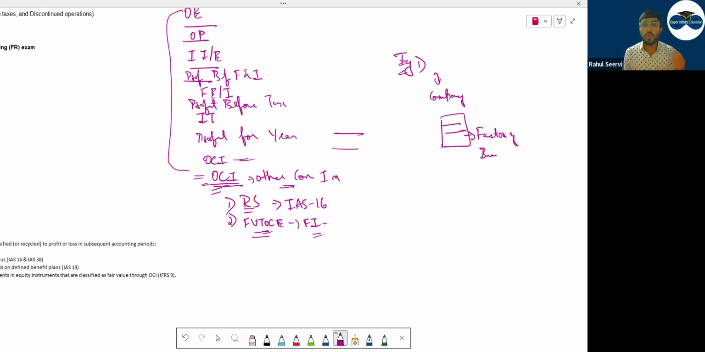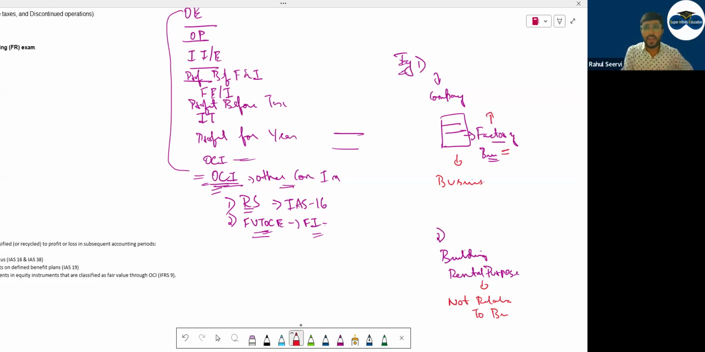Now understand what will be recorded in OCI. The company has a factory building. The company also has a building which is given for rental purpose. Now tell me, which one is relating to business? Can I say this one is relating to business? Sure. This one is not relating to business. Now this factory, the company is saying the value of the factory is 10,000.